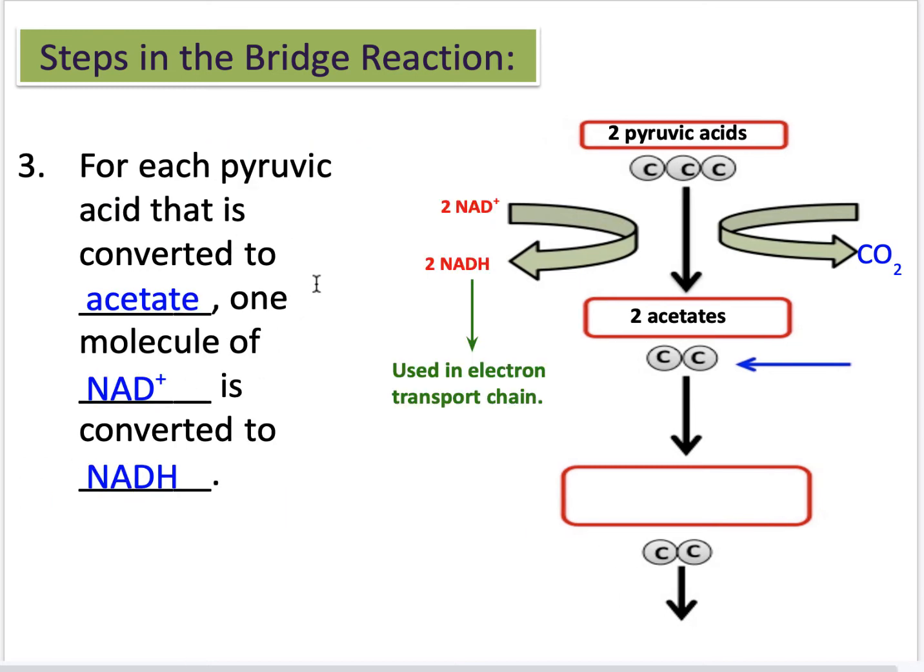For each pyruvic acid that is converted to an acetate, 1 molecule of NAD+ is converted into 1 molecule of NADH. So here we have the pyruvic acid, 3 carbons. We've got the 2 carbons left over. 1 carbon is combined with oxygen to make carbon dioxide, and the NAD+, which is a carrier molecule, turns into NADH. That is going to end up being used in the electron transport chain.